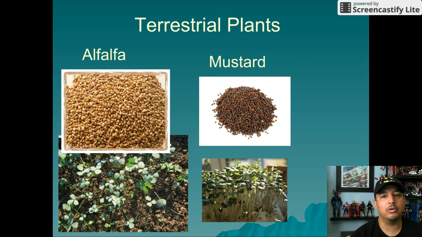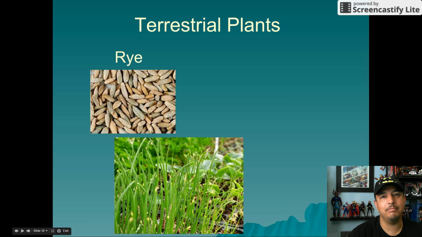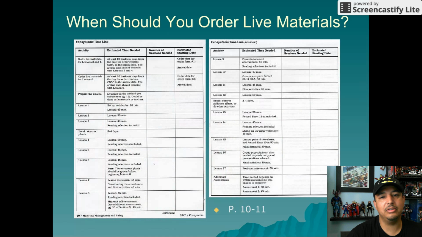Students will begin working on the terrarium first, and they will be planting 3 types of seeds: alfalfa, mustard, and grass or rye. It's important that the plants be growing before adding the crickets and pillbugs to the terraria. You might consider collecting pill bugs from your schoolyard at the same time you collect leaf litter and other debris. Now, STC provides a timeline on pages 10 and 11 that you can use to help you with pacing.